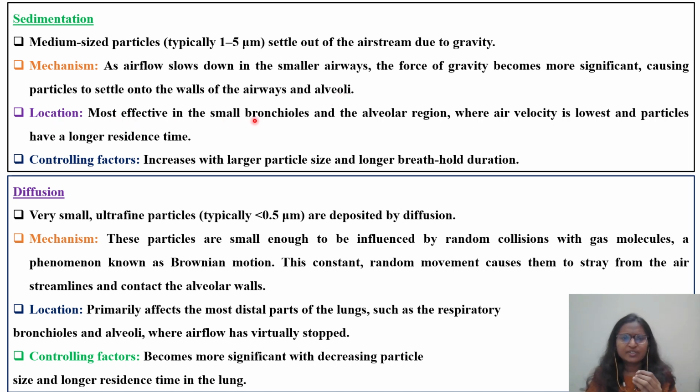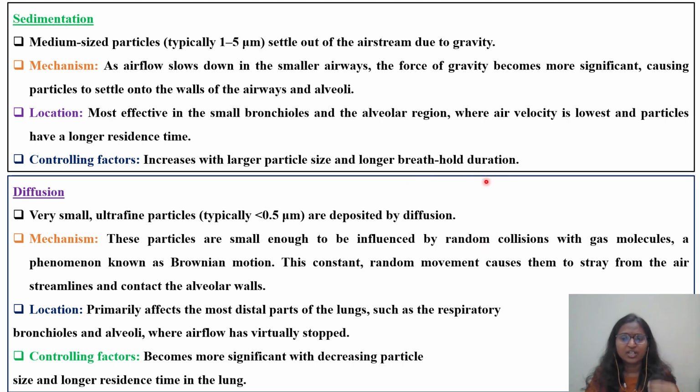Location: most effective in the small bronchioles. Till now it was only up to the trachea; here it is the small bronchioles and the alveolar region, where air velocity is lowest and the particles have longer residence time. They try to stay in these regions for a longer time. Controlling factors: it increases with larger particle size and longer breath hold duration. So it is based on the breathing, how long you are breathing; a certain respiratory breathing rate will be there, and it also depends on that.